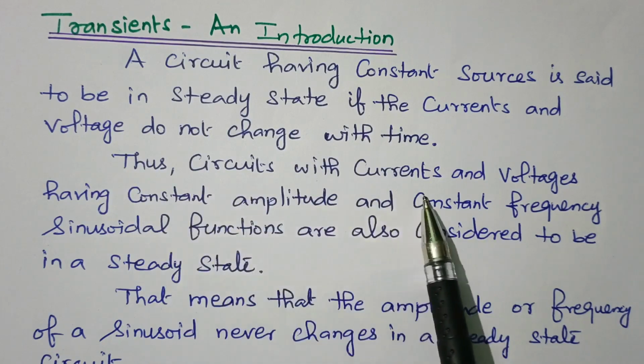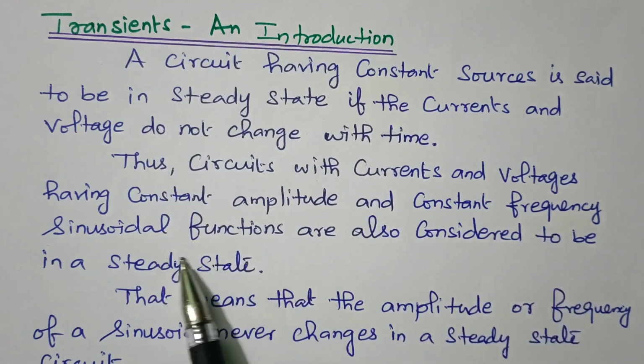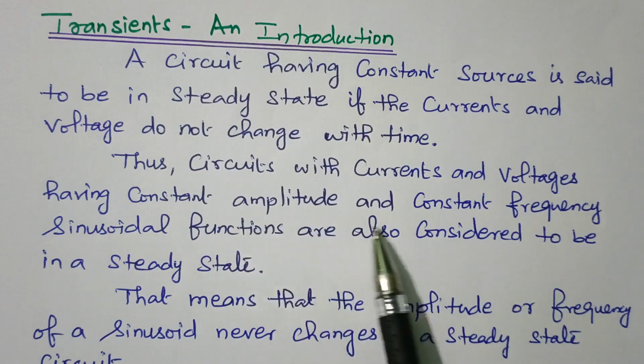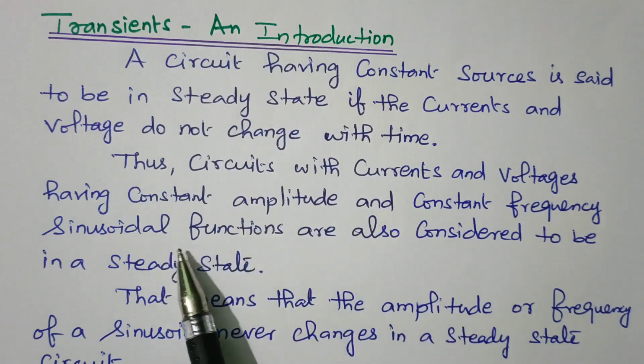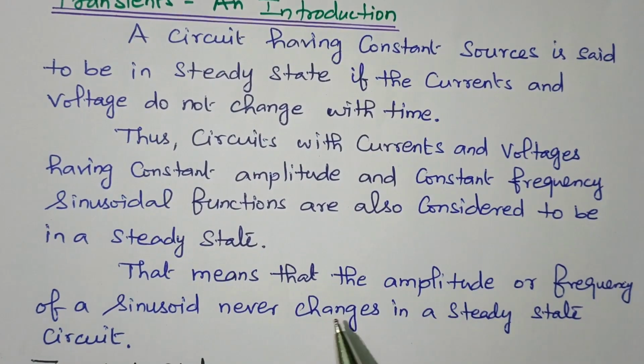Thus, a circuit with currents and voltages having constant amplitude and constant frequency, sinusoidal function, is also considered to be in a steady state. So that means the amplitude or frequency of the sinusoidal never changes in a steady state circuit. The amplitude or frequency remains the same, it will not change with respect to the time. Then it is called a steady state.